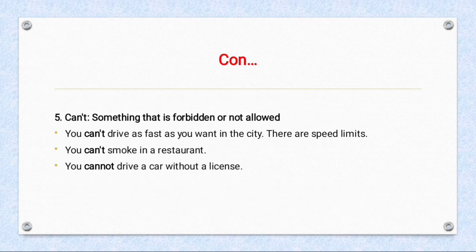And can't, something that is forbidden or not allowed, we also use can't. You can't drive as fast as you want in the city. There are speed limits. Means you are not allowed to drive the car as fast as possible. Means we forbid someone, we don't allow someone, then we also use can't. You can't smoke in a restaurant. You can't smoke in the bus. You can't drive a car without a license.